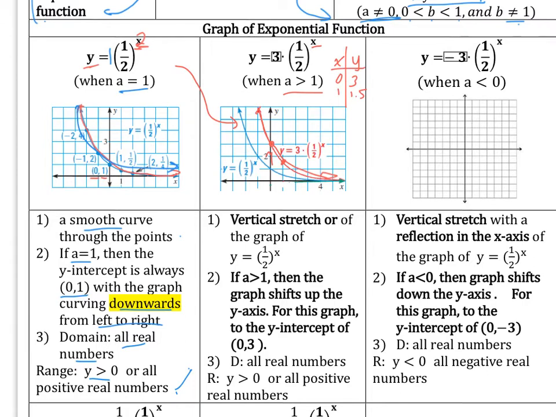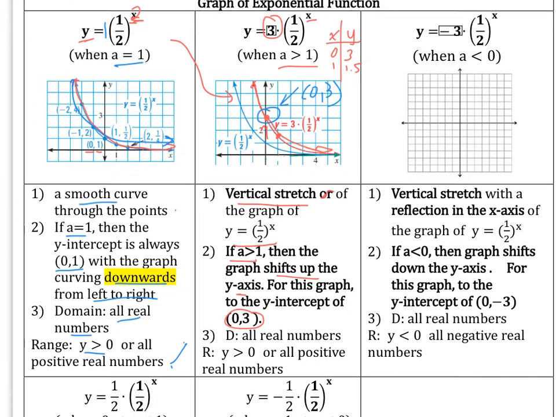And to describe this graph, we can say it's a vertical stretch of the graph of y equals half to the x power. And if a is greater than 1, meaning this number here, then the graph shifts up the y-axis, for this graph to the y-intercept (0, 3). This point. And to describe the domain, we will say it's all real numbers, and the range will be all positive real numbers, or you can simply write y greater than 0.